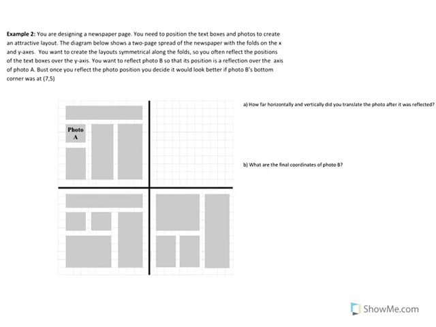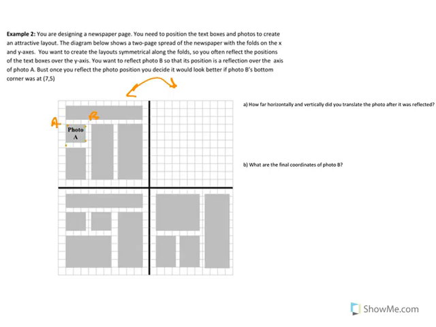Okay, example 2. You're designing a newspaper page. You need to position the text boxes and photos to create an attractive layout. The diagram below shows a 2-page spread of the newspaper with folds on the x and the y axis. You want to create the layout symmetrical along the folds, so you often reflect positions of the text boxes over the y-axis back and forth. You want to reflect photo B so it is in the same position over the y-axis, but once you reflect the photo position, you decide it would look better if the photo B's bottom was at 7 and 5. So we're going to first just decide what the coordinates of this is.